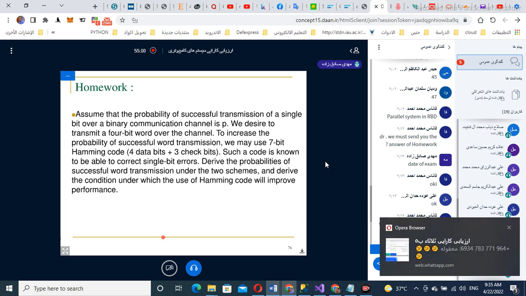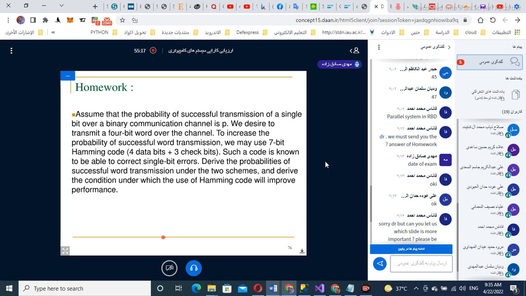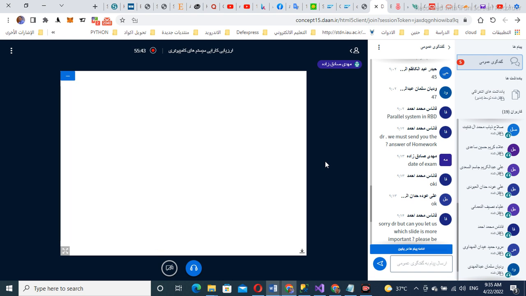Assume that the probability of successful transmission of a single bit over a binary communication channel is p. We desire to transmit a 4-bit word over the channel. To increase the probability of successful word transmission, we may use a 7-bit Hamming code, 4 data bits and 3 check bits. Such a code is known to be able to correct single-bit errors. Derive the probabilities of successful word transmission under the 2 channels, and derive the condition under which the use of Hamming code will improve the performance.